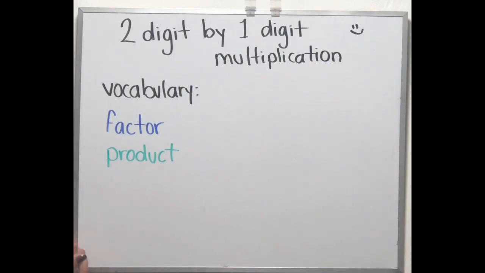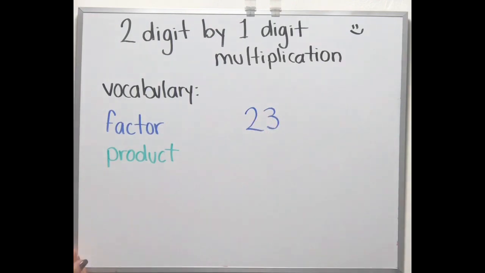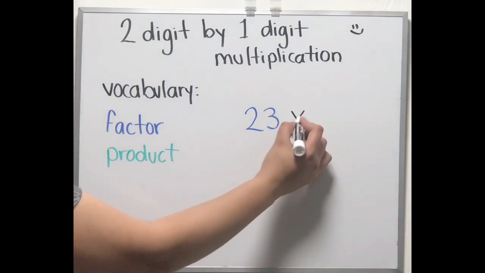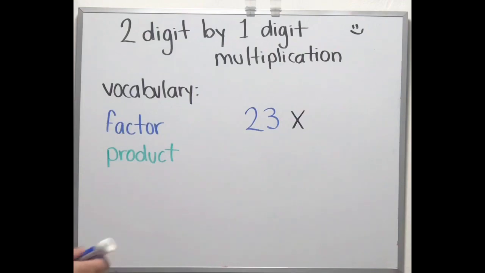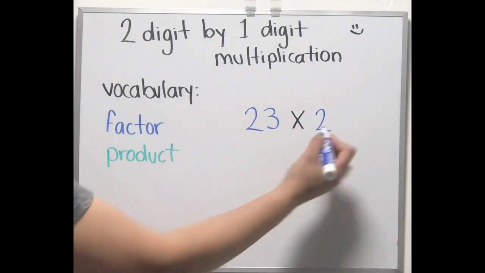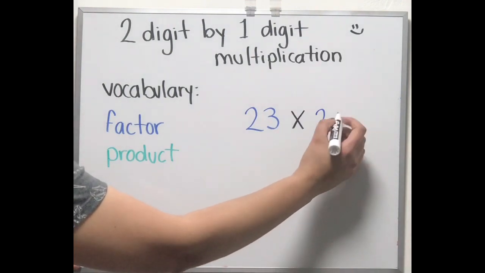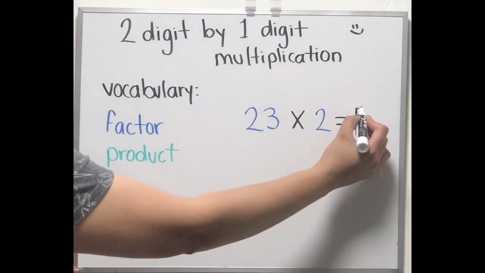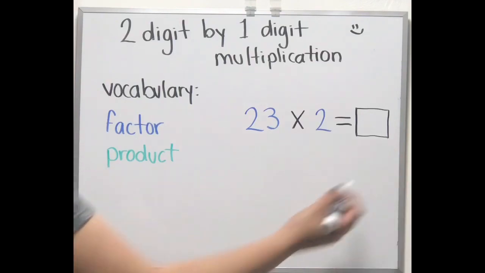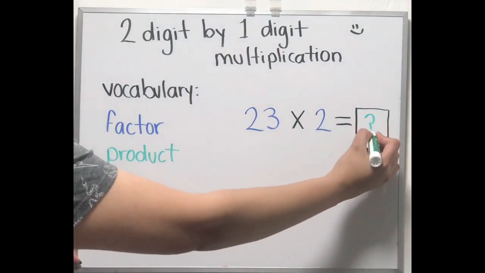Okay, so for example, you're going to have the number 23. 23 is going to be one of your factors. Okay, and then you're going to use your times sign. And then another factor could be any number, right? It's going to be your first factor, and then another factor could be, let's make it simple, 2. So 23 times 2, and then your equal sign. And then right here, the answer, as we call it, is called the product. So right here, you're going to have your product, which we don't know yet.